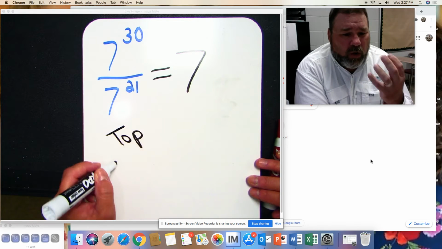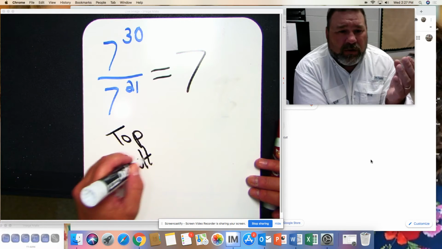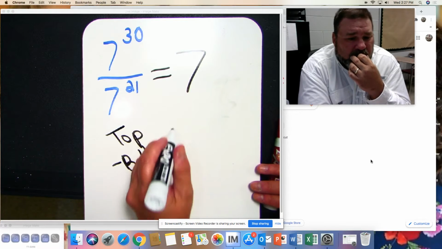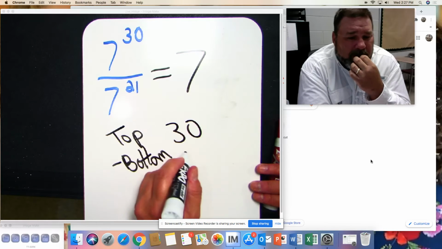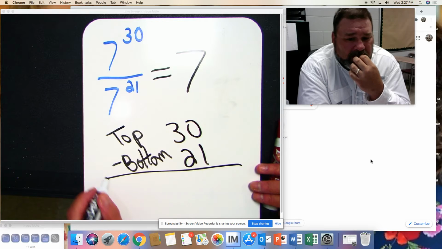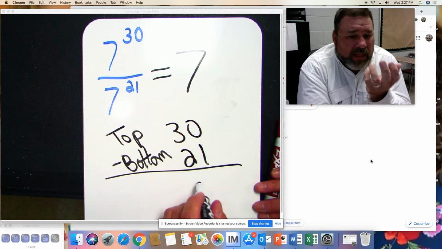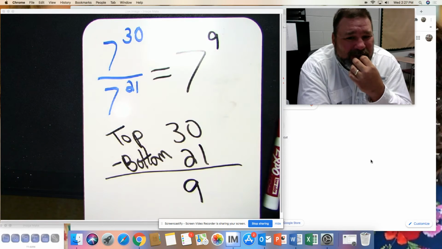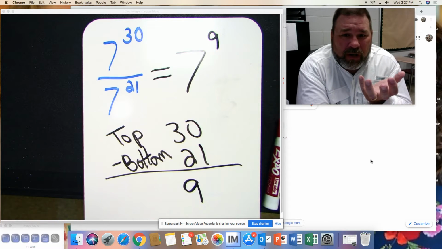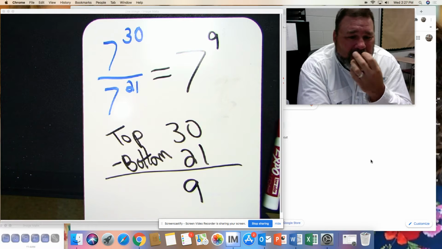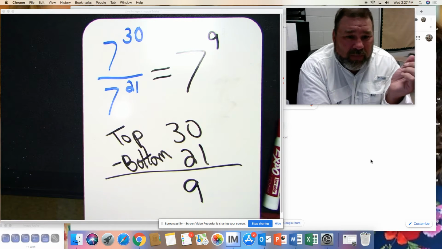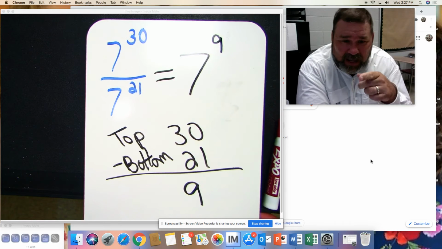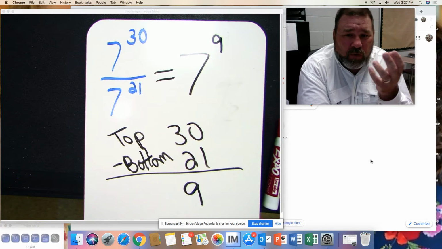The order has to be numerators divided by denominators, or subtracted. So it's the top exponent 30 minus the 21. And that gives me what? I think that gives me 9, doesn't it, Ms. Powell? Yeah. So it'll be 7 to the 9th. What a great shortcut, right, guys? And so I love that. We don't have to write out 30 7s and 21 7s and mark 7 out, 7 out, 7 out. We just do the subtraction for the shortcut.